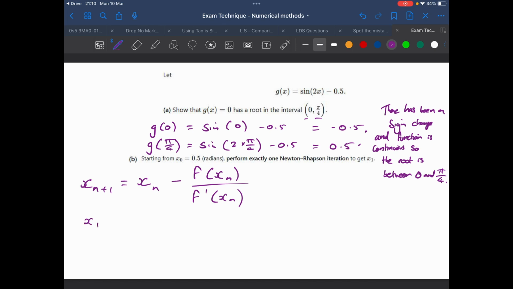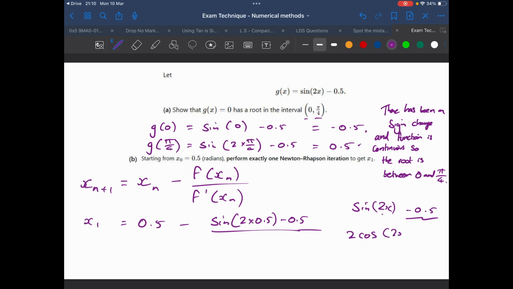So x1 will be equal to what? It will be 0.5 minus, so let's leave ourselves some space here. We're writing it as a changed function. So sine of 2 times 0.5 minus 0.5. Okay, differentiated. So how to differentiate sine of 2x minus 0.5? Well, the 0.5 will differentiate away. And here, this is a chain rule, so it's 2, and then sine goes to cos, so it should be 2 cos 2x, okay?